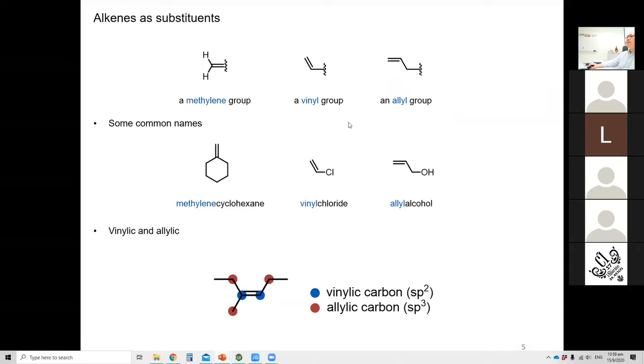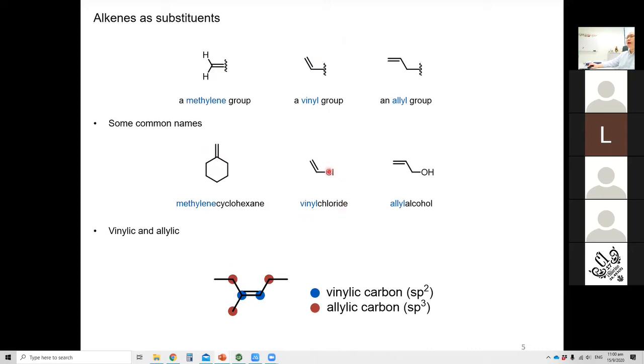And based on these substituent names, we can have common names for a lot of molecules. For example, this is a 6-member ring connected to a CH2 methylene group, so we can call it methylenecyclohexane. Again, if we have a vinyl group substituted with chloride, we can call it vinyl chloride.